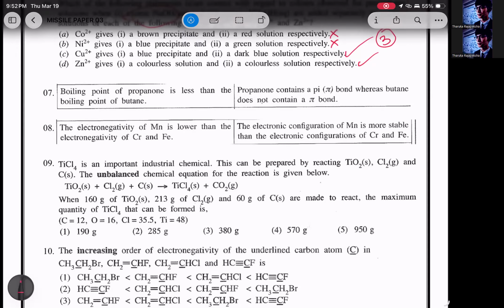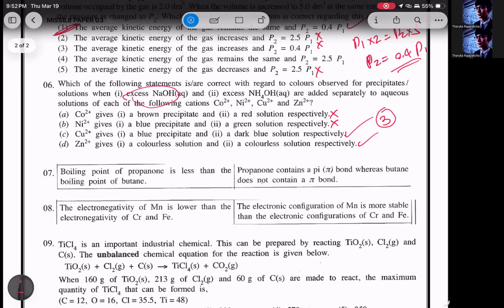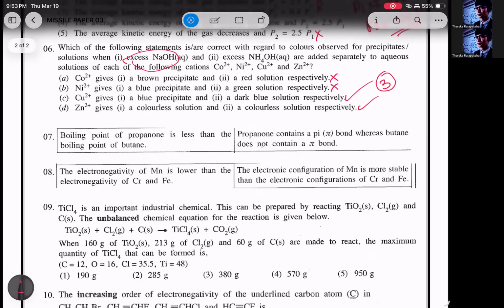So there was a small issue with my mic. I hope you heard this. Copper 2 plus gives a blue precipitate with hydroxide, and a dark blue solution is formed with excess ammonia. Excess OH minus gives a blue precipitate, and excess ammonia is going to form the dark blue. Zinc will dissolve in both OH minus and ammonia. So that is answer number 3.